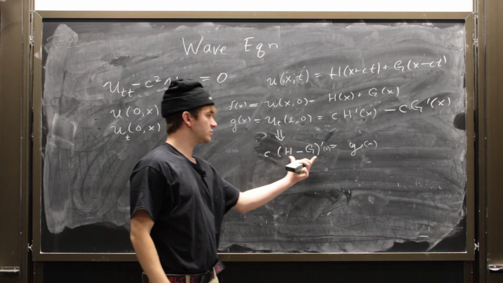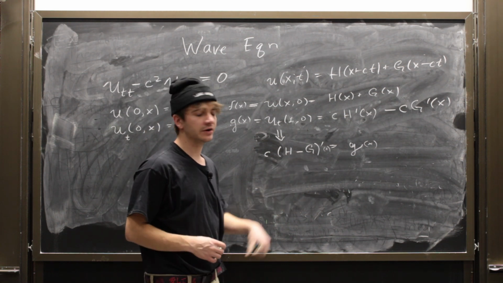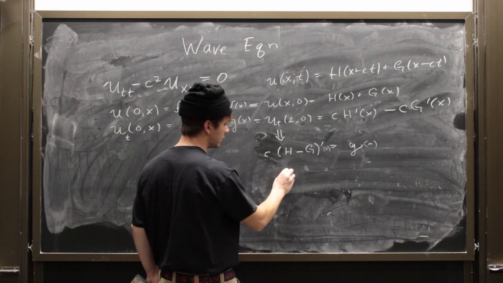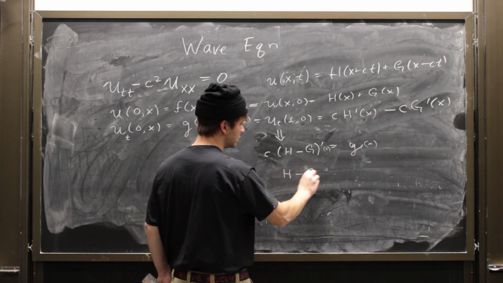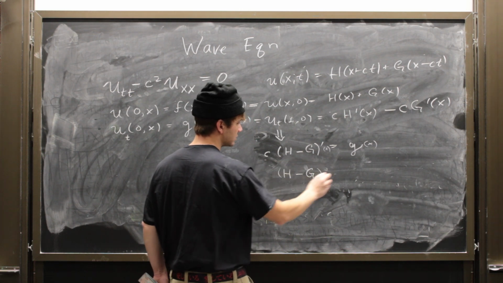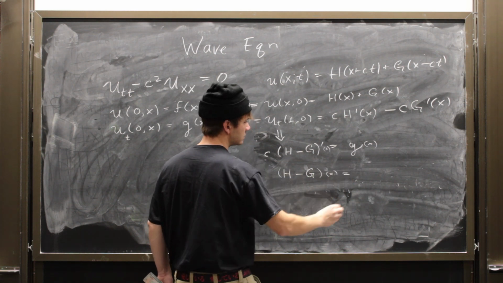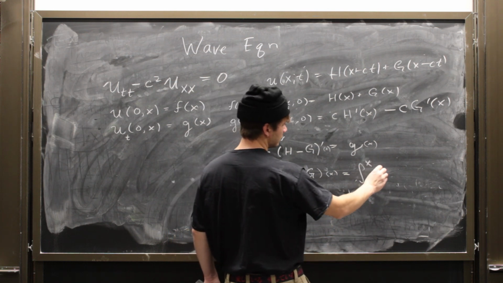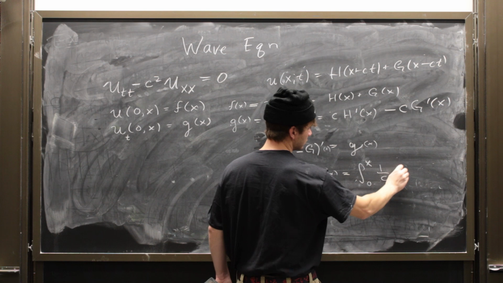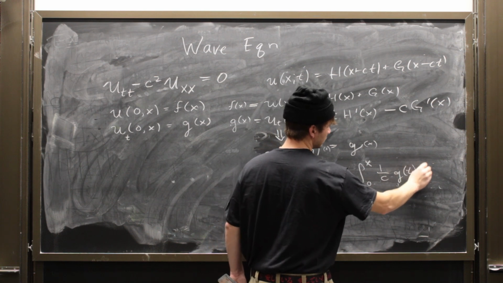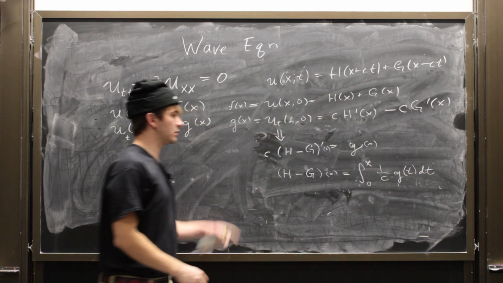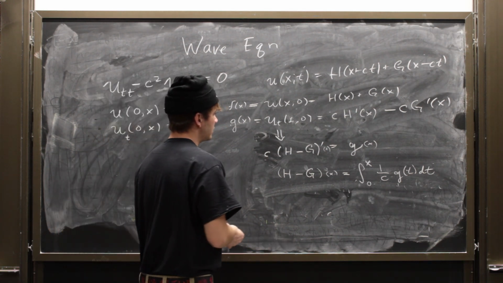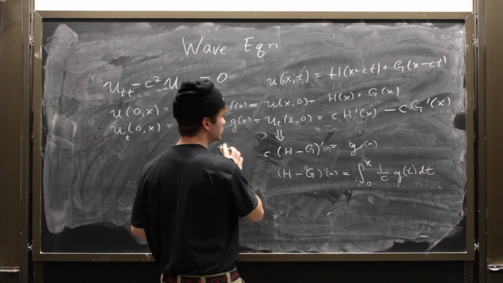And so now I have just a derivative on the left-hand side, so I can just integrate the equation and use the fundamental theorem of calculus. Let's first divide over the c and then integrate. So I have h minus g of x is equal to the integral from 0 to x of 1 over c g of t dt. And this just follows from integrating this equation.